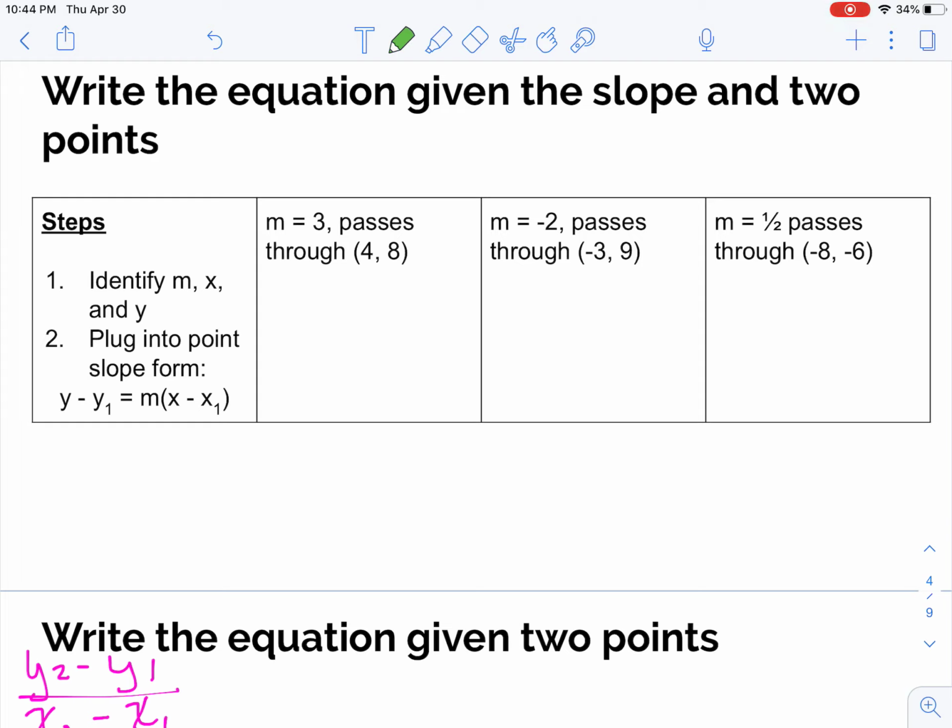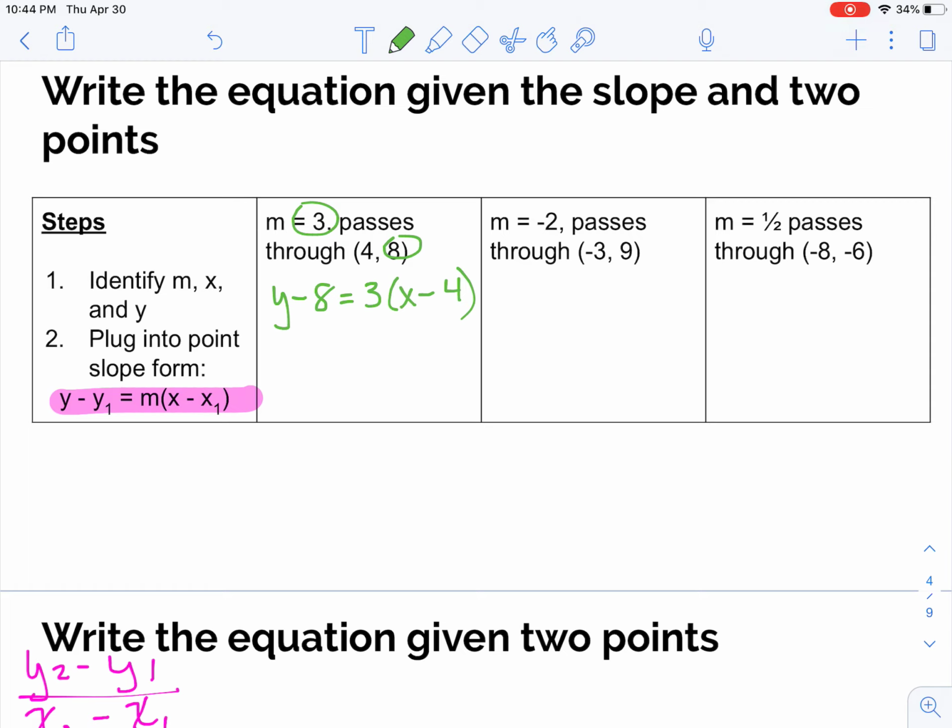Alright, but what if I gave you the slope and the point? Okay, so not so bad. We're still going to use this formula, this equation here. So I'm going to do y minus y1, which is 8. So y minus 8 is equal to the slope, which I know is 3, times x minus x1, which I know to be 4 here.